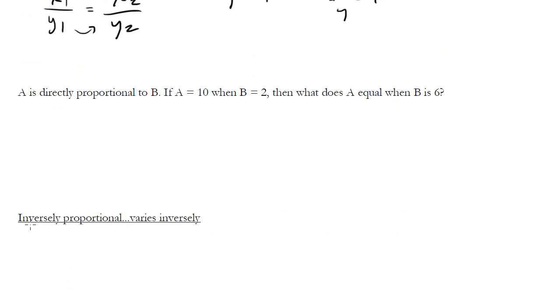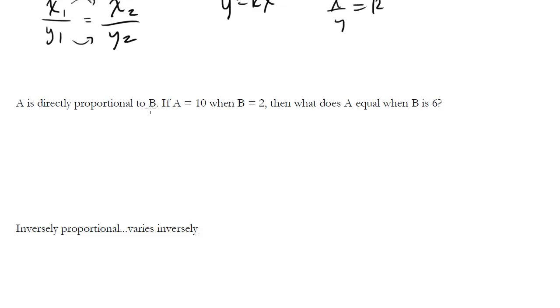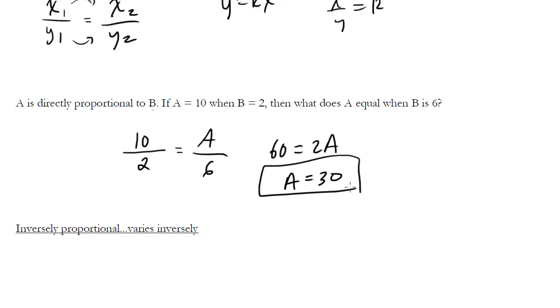Let's see an example of how we would use this. So A is directly proportional to B. If A is 10 when B is 2, what does A equal when B is 6? Well, let's go ahead and set up the proportion. So A is 10, and since we're directly proportional, we're going to make it over 2. So A is 10, B is 2. So what does A equal when B is 6? Now we just cross multiply, we get 60 equals 2A, or A is 30, right? So just the basic straightforward proportion.